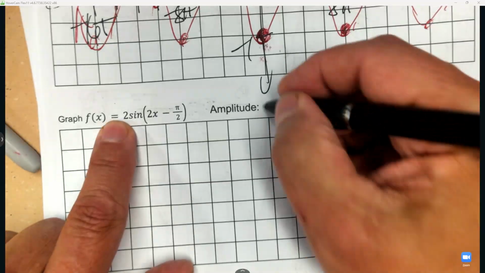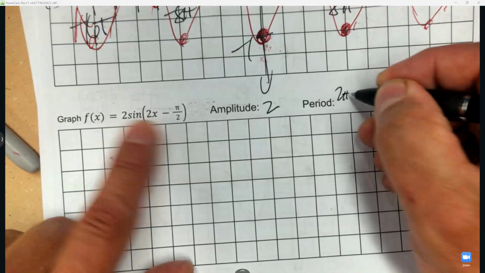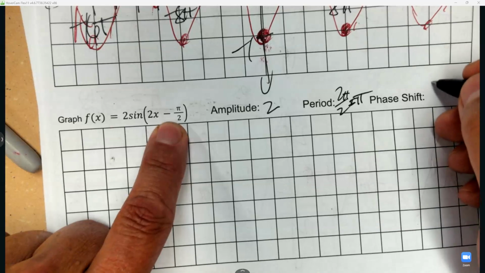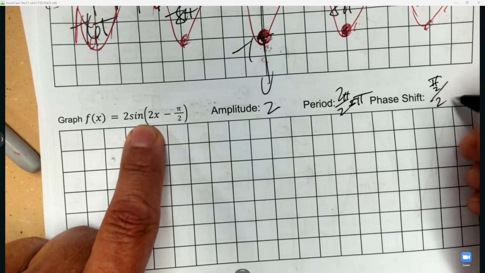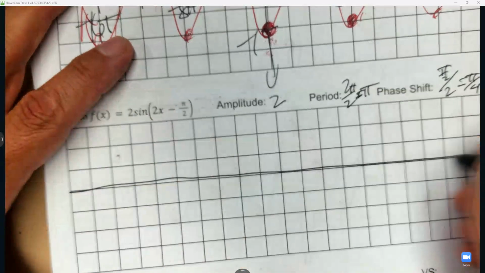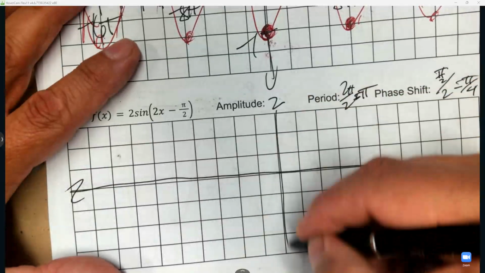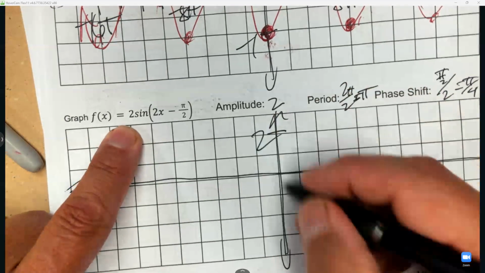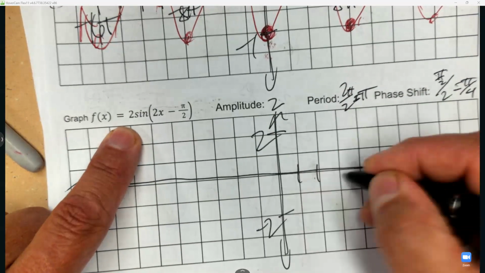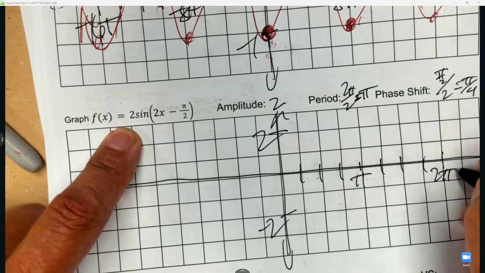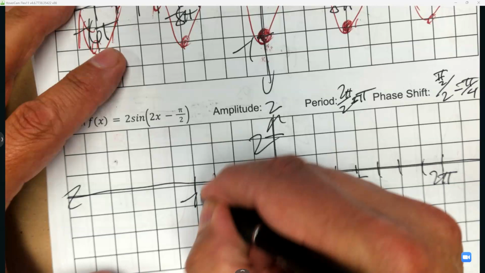All right, 2 more graphs. The amplitude here is 2. The period is 2 pi divided by 2, which is pi. And the phase shift is positive pi over 2 divided by 2, which is pi over 4. We're going to draw our set of axes. This goes to 2 and down to negative 2. I'm going to go 1, 2, 3, 4 is going to be pi. 2, 3, 4, double it, 2 pi. Same thing to the left.